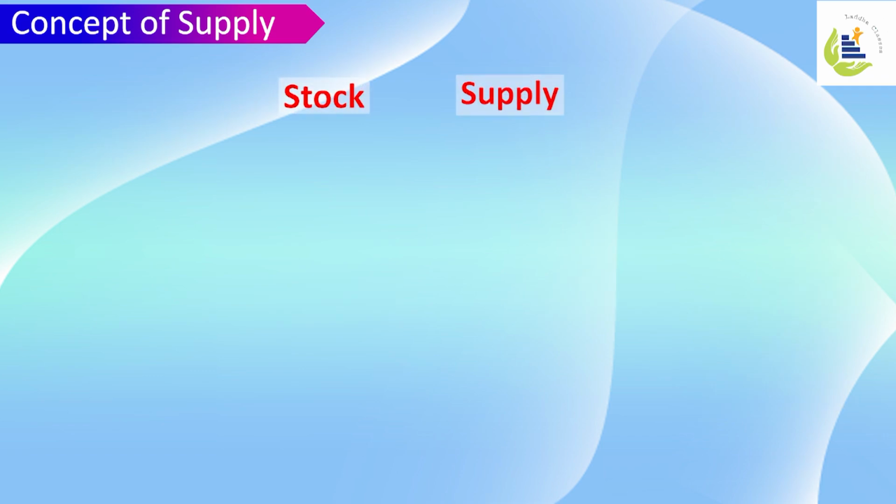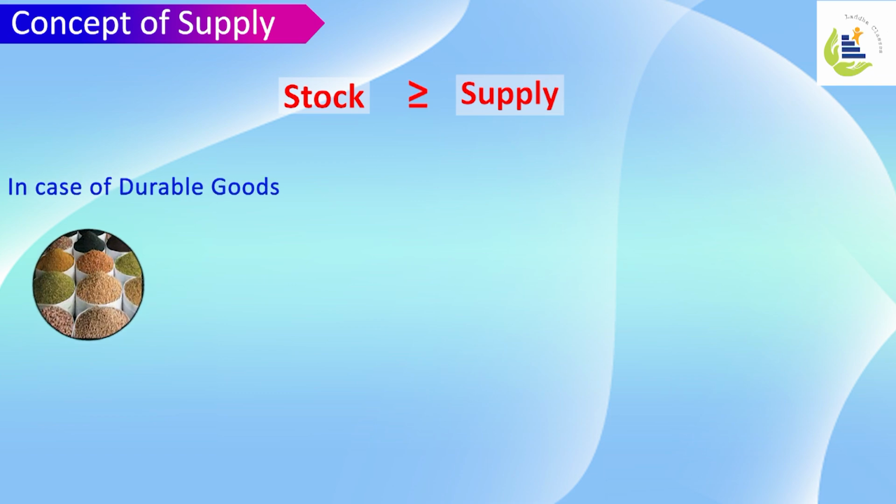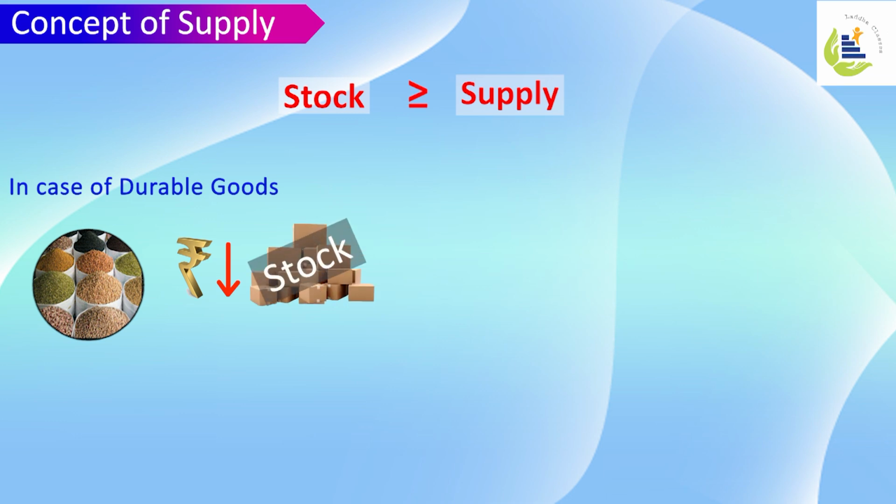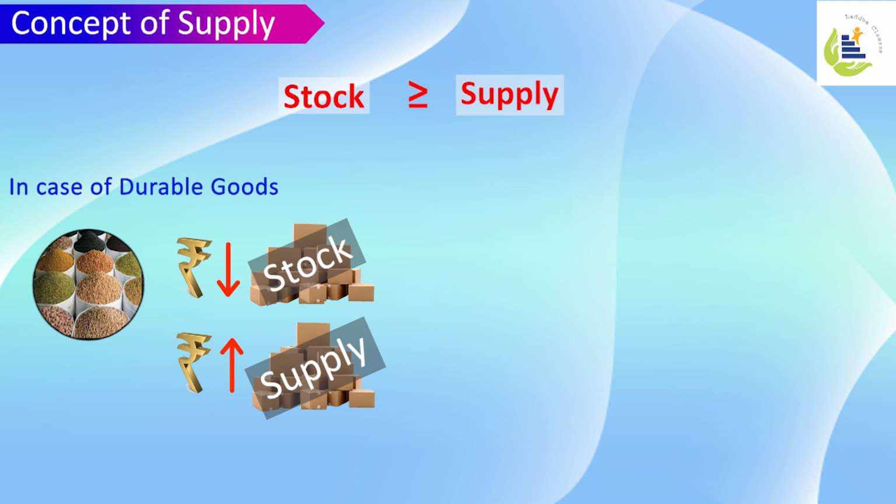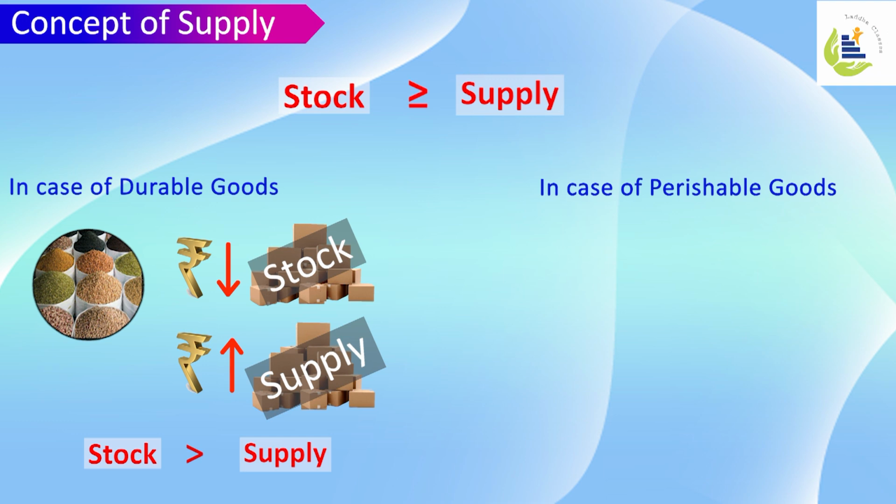Stock can be greater than or equal to supply. Yes, for durable goods like wheat or pulses, when the prices are low, we keep a bulk quantity in store, and whenever the price rises, we send it to the market, we supply it to the market. Hence, for durable goods, stock is greater than supply. For perishable goods, it's very difficult to stock or store them for a longer period. So for examples like meat, milk or vegetables, the stock is equal to supply.